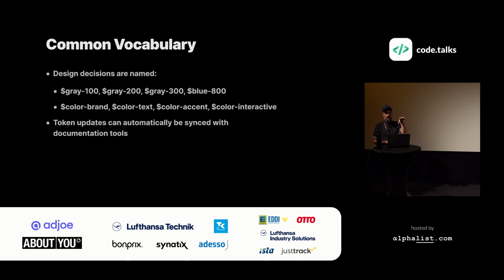Common vocabulary, that's an example I already had with CSS custom properties. Your design decisions are named. So gray 100, gray 200 already says more about probably our lightness and darkness than our hex color value. But then again, we can also apply semantic meaning and call it color brand, for example, and that improves the shared vocabulary. Also, tokens allow us to easily keep our documentation in sync. That's another point when talking about common vocabulary.